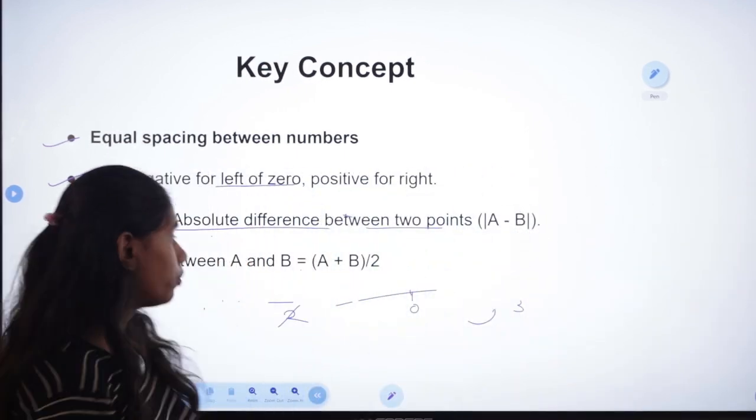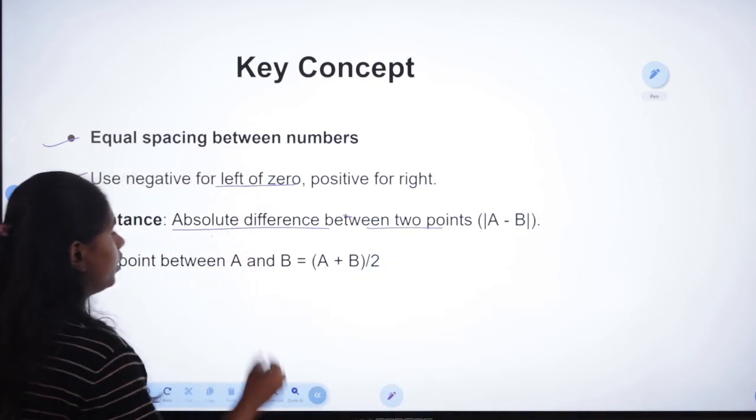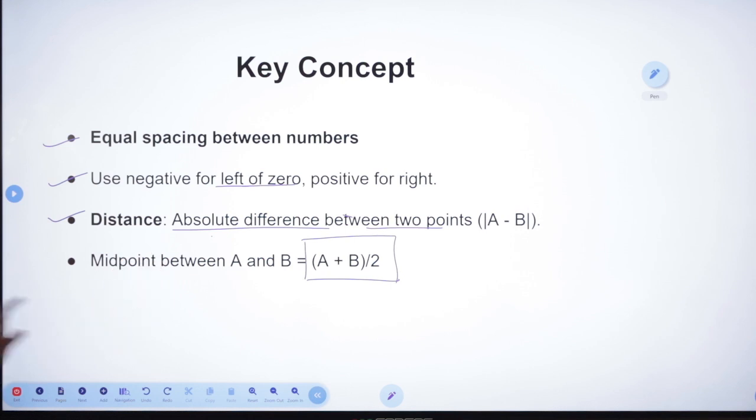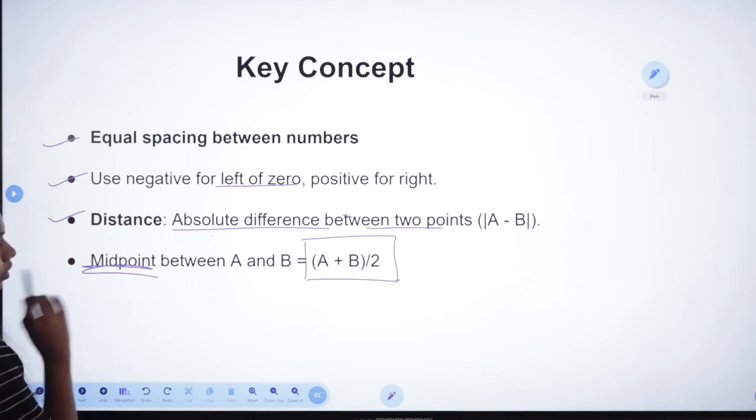Okay, that is 2. So this is a small formula for finding the midpoint. Means what is the value in between? Okay.